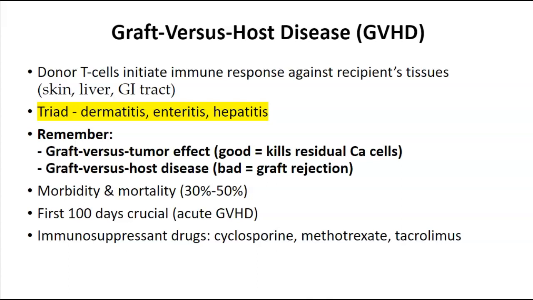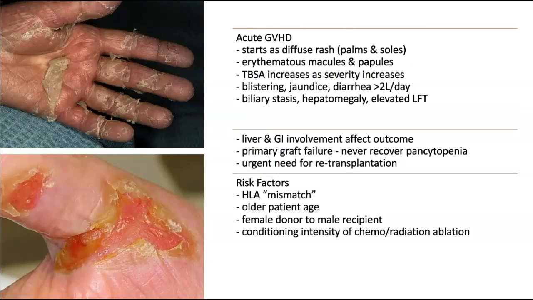Graft versus host disease. There is a triad of symptoms. They are dermatitis, enteritis, hepatitis. So what does that look like? It looks like skin rashes, right? Usually on the palm, can be severe, peeling skin. It could be liver and GI involvement. When we say hepatitis, that means liver inflammation. So what are the signs of hepatitis? GI involvement, it could be diarrhea. The person may have jaundice.